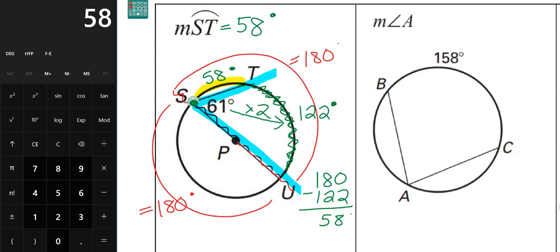Two important things to note here. Inscribed angles, as you pull them forward, you're going to double them. Also, diameters, like SU, cut your circle in half, so it's 180 to one side and 180 to the other. All right, let's take a look at the next problem.